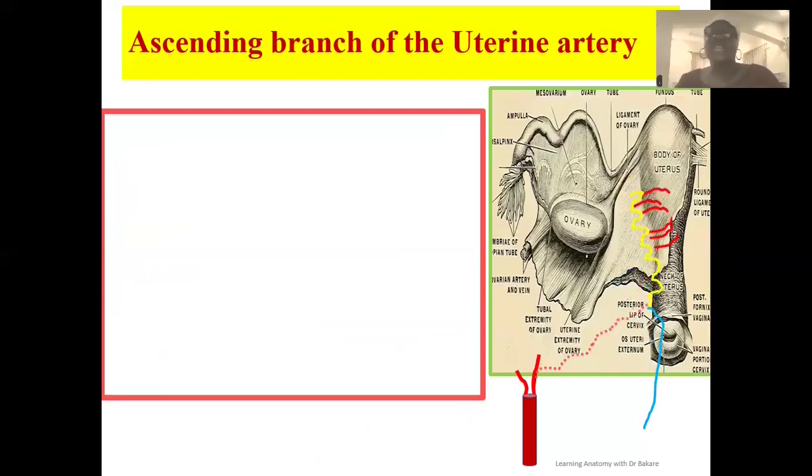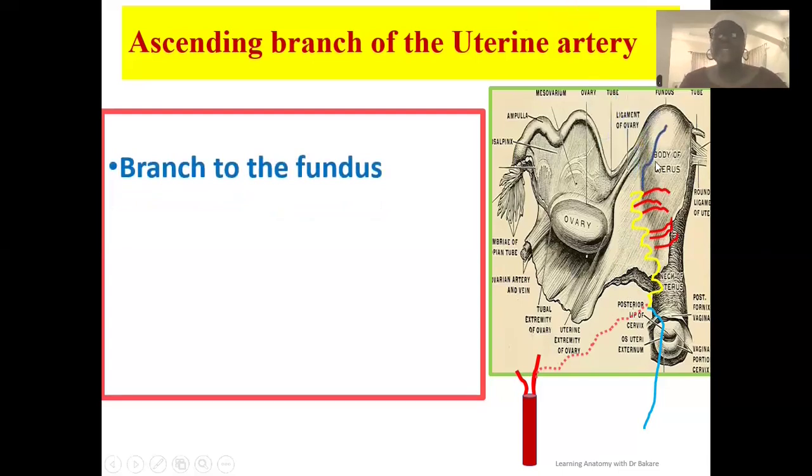Upon the emergence of the arcuate artery, this ascending branch of the uterine artery also further proceeds in its journey. So let's see the other features that it presents along this course. So the next branch that it gives is a branch to the fundus. So you see a branch emerging at this point, directing supply to the fundus of the uterus.